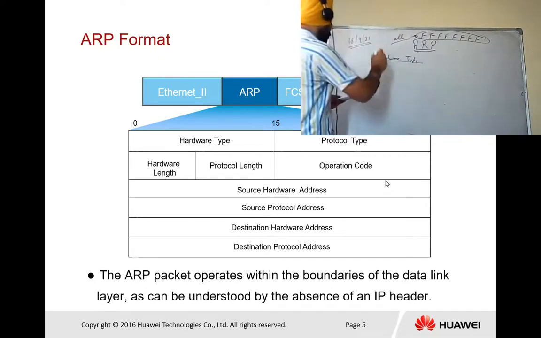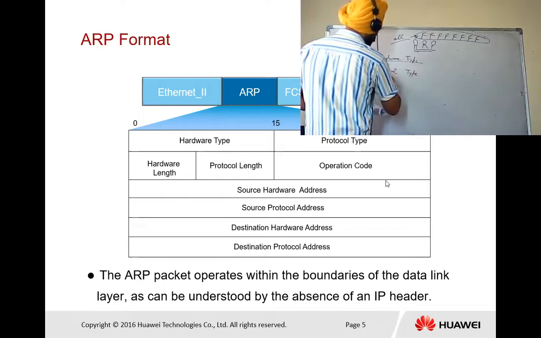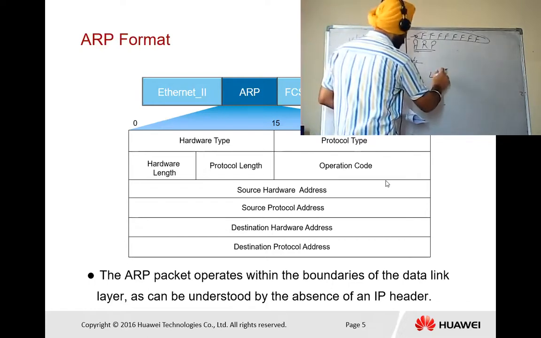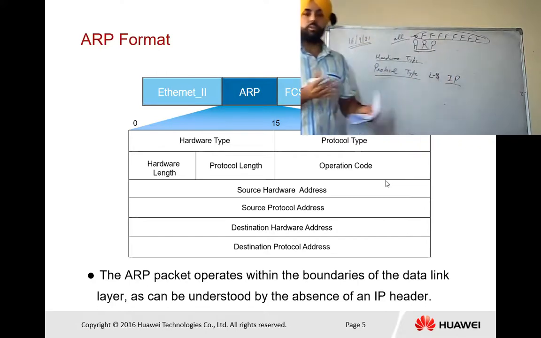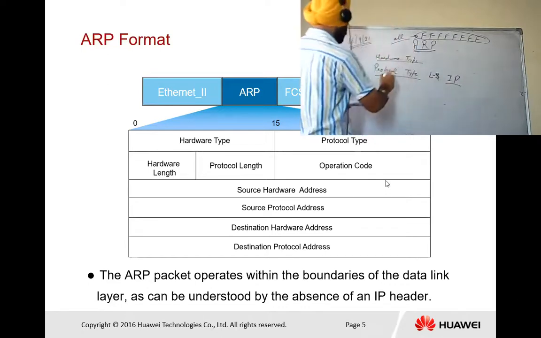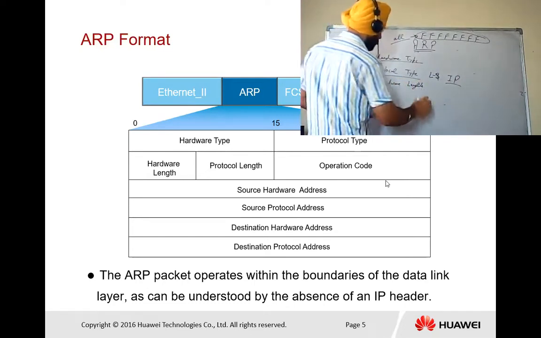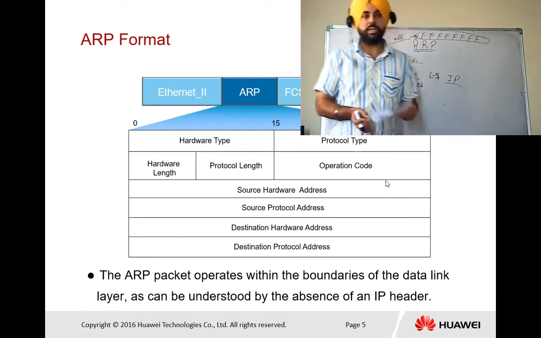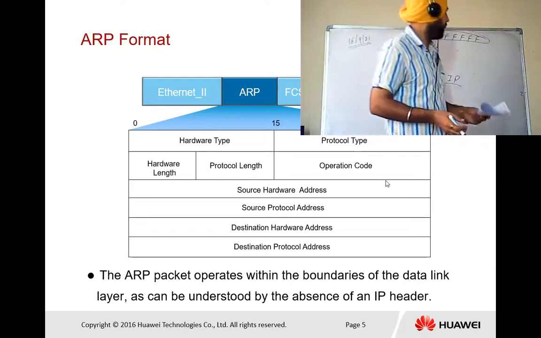Second is the protocol type. Protocol type means we are talking about layer 3, that means your IP address, whether it belongs to IPv4 or IPv6. Next is the hardware length. Hardware length tells the length of the Ethernet. It is similar to the hardware type. Hardware length means the length of the Ethernet.